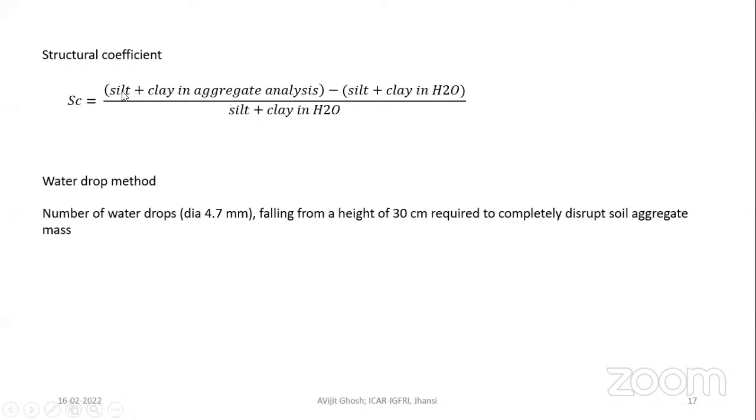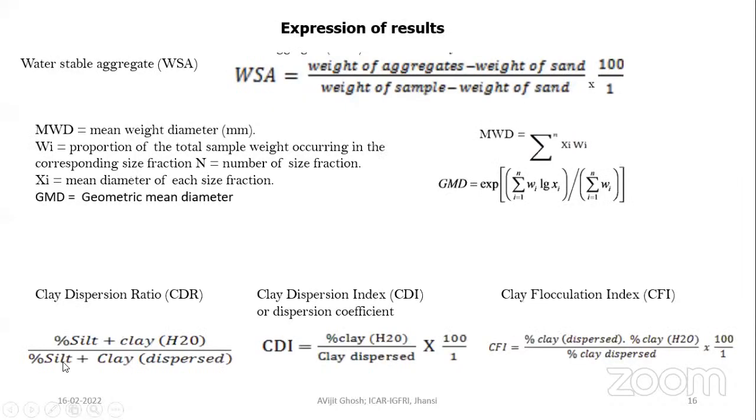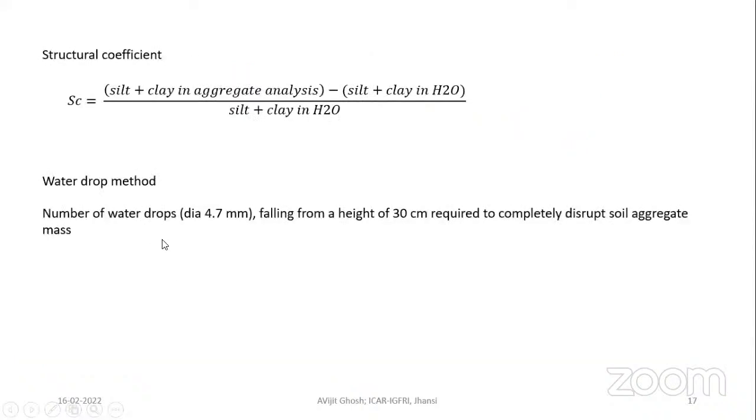Now, another ratio is the structural coefficient. Structural coefficient is silt plus clay in aggregate analysis minus silt plus clay in water dispersion medium, divided by silt plus clay in water medium. Better the structural coefficient, better is the soil structural stability. Similarly, if clay dispersion ratio is higher, it will be poorer soil structure.